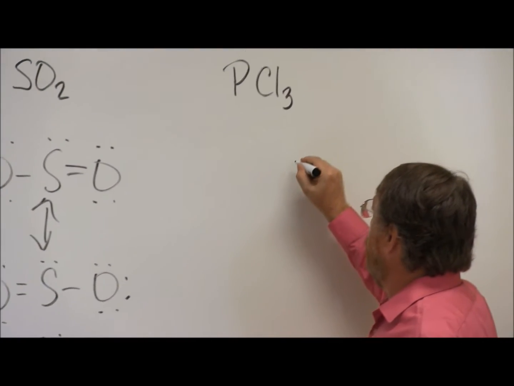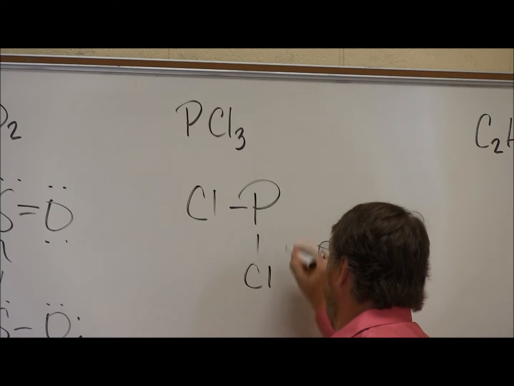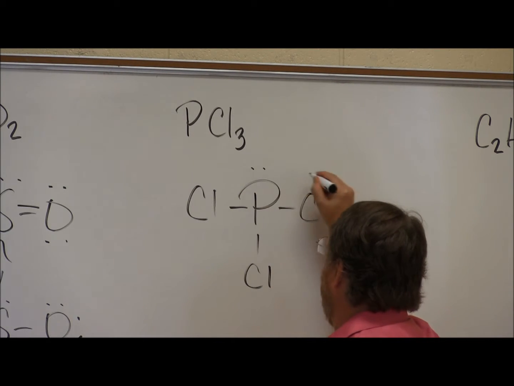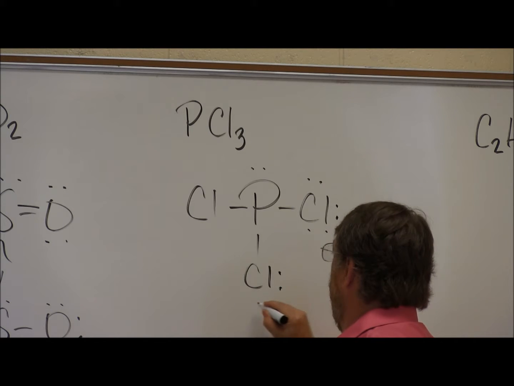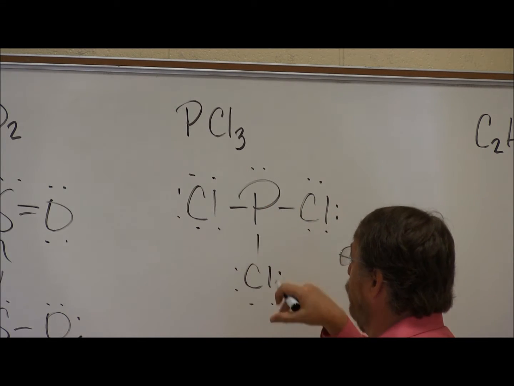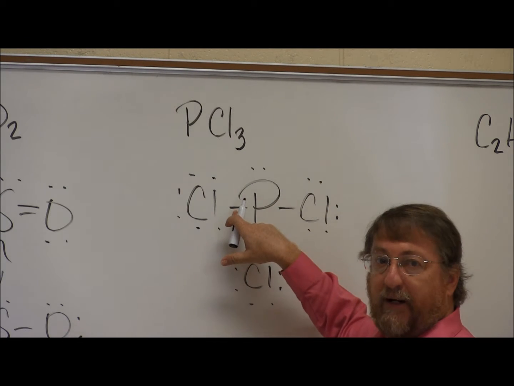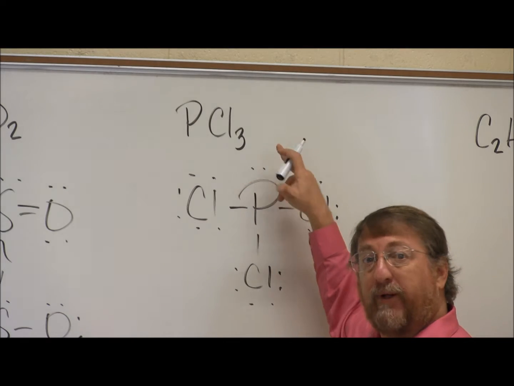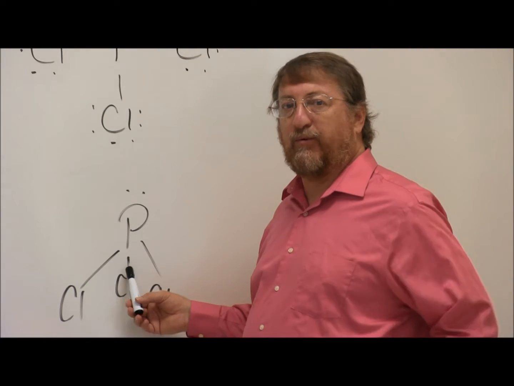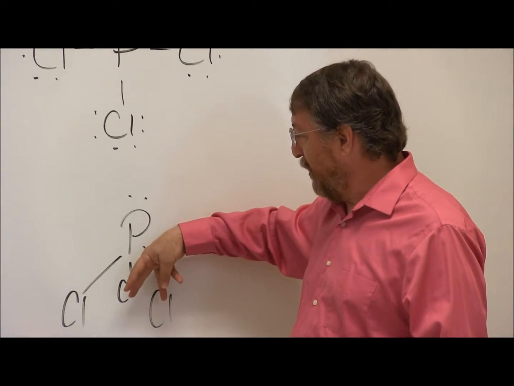Phosphorus trichloride, PCl3, do the Lewis structure. We're going to end up with this here. We know this central atom here has 1, 2, 3, 4 electron clouds. One of those is a lone pair. This is a trigonal pyramidal structure here, and we've got the phosphorus with the 3 chlorines.